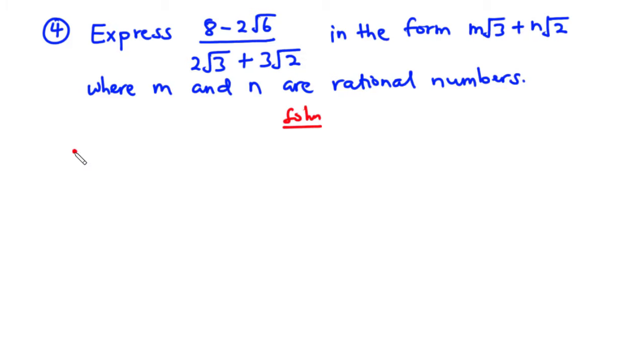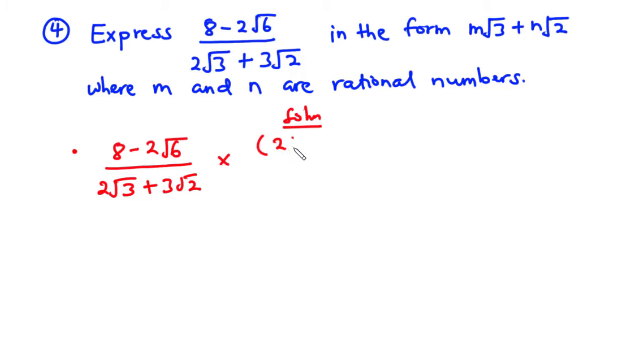Okay. So like we did for example 3, we have (8 minus 2 root 6) divided by (2 root 3 plus 3 root 2). So we are going to multiply top and bottom by the conjugate of this expression. So that is going to be 2 root 3 minus 3 root 2, and then we have that divided by 2 root 3 minus 3 root 2.